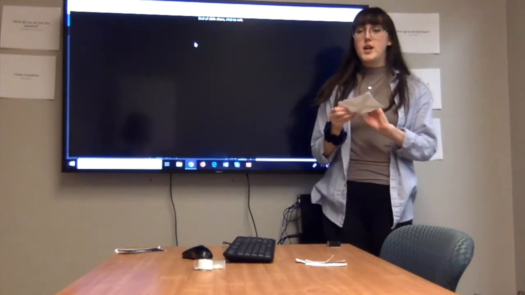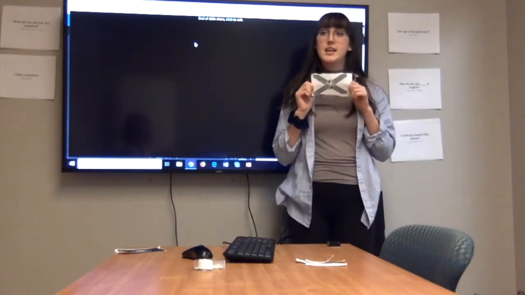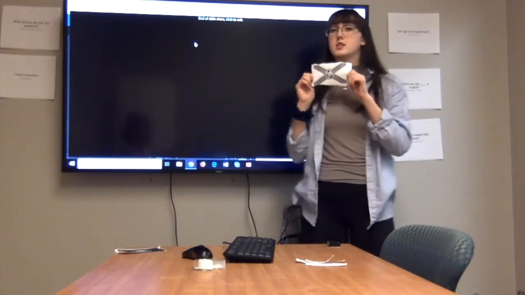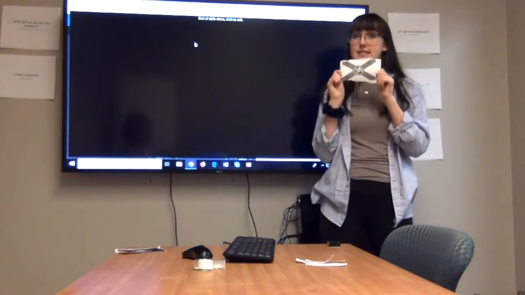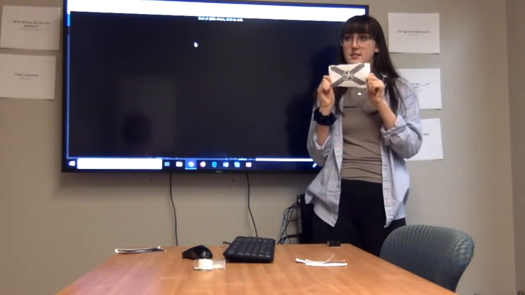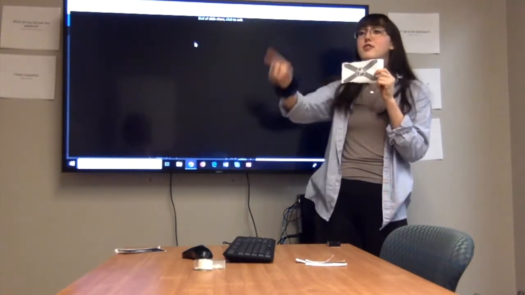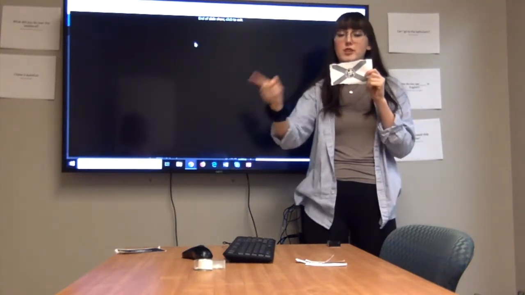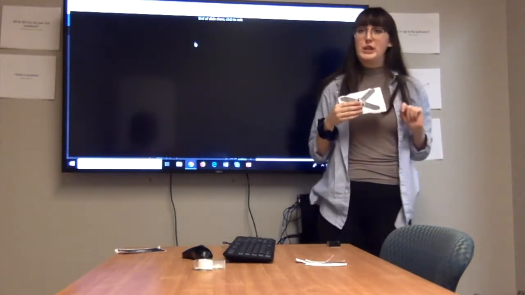And our last one is this flag. Can anyone tell me what the slogan of this state is? Oh, it's the Sunshine State. Very good. Great job for you guys. Another point for you.